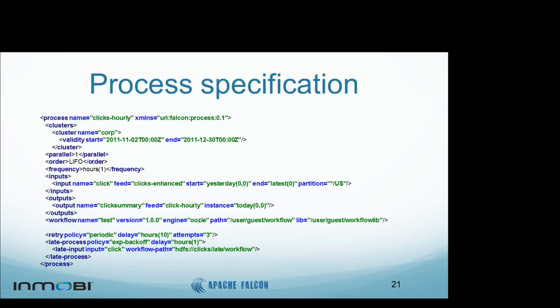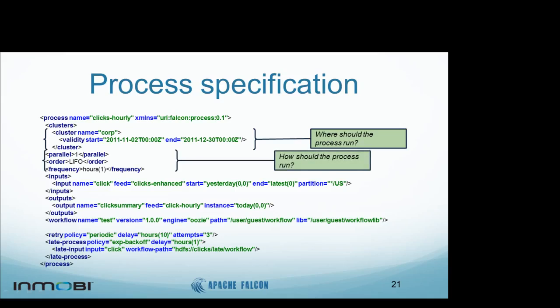Similarly, we have a process. The process again has a reference to the cluster specification. As you see, it is an abstraction: you are not specifying those endpoints in each and every process. So you need to make a change only in one cluster and it automatically reflects in all the processes and the feeds which are using or are dependent on that cluster. How should the process run? What are the parallel instances which can run? What is the order in which those instances have to be run, and how frequently those instances have to be run?